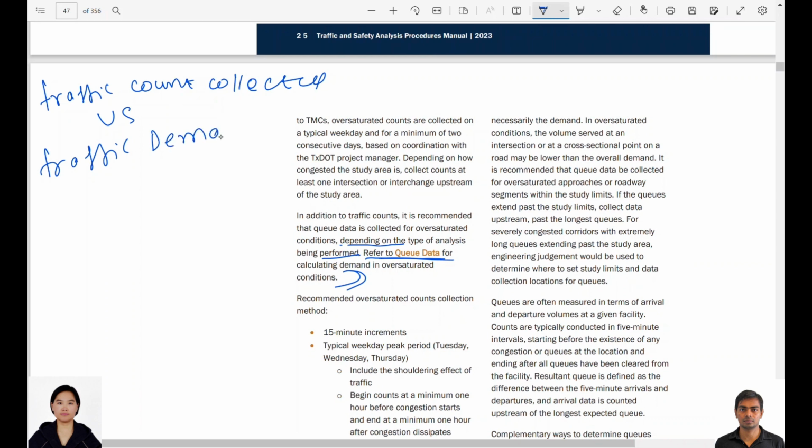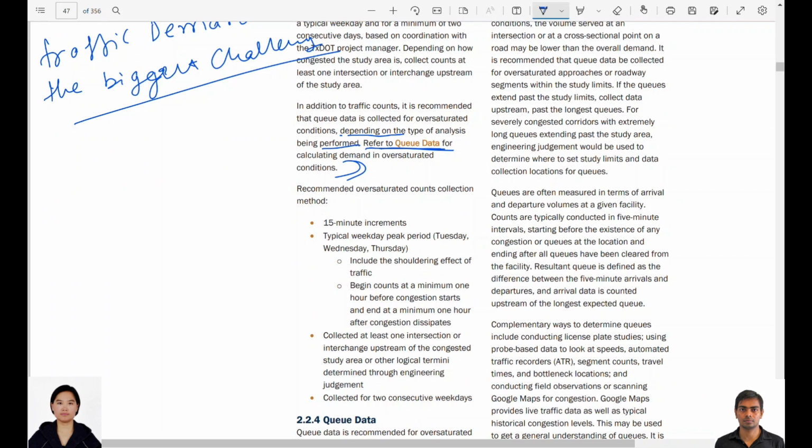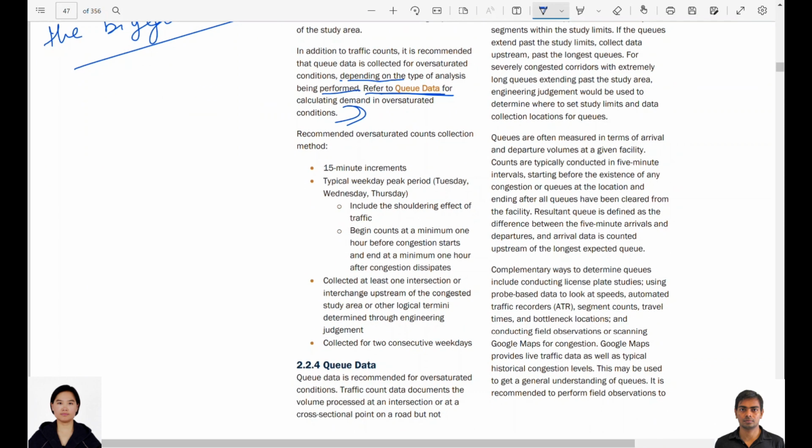We have a very good video lecture explaining the difference between these two and why it's called the biggest challenge to handle. And I'm very happy that this guideline goes through, kind of scratching the surface of the bigger issues, that is traffic count versus traffic demand.